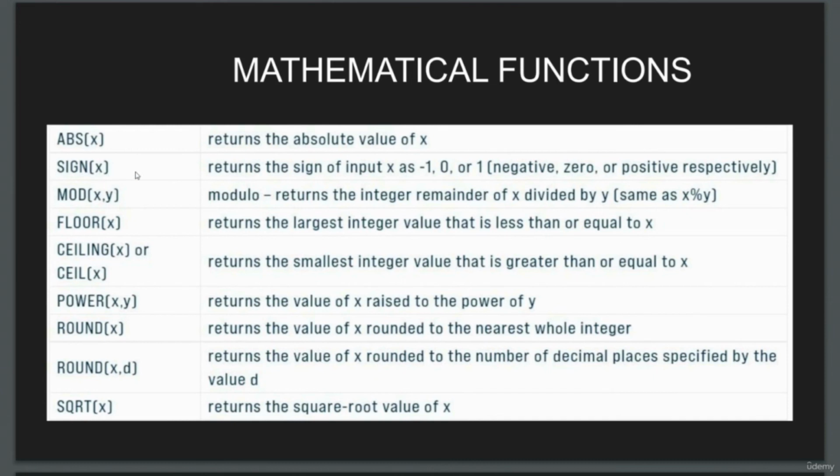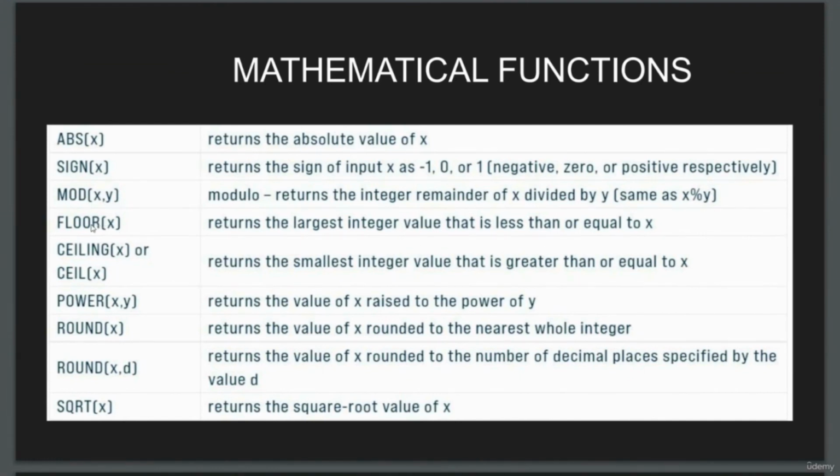Then we have SIGN of X. It returns the sign of input X as -1, 0 or 1. So it generally converts the input into one of these three values, like -1, 0 or 1. Then we have MOD x and y. This function generally returns the modulo, the integer remainder of x divided by y, or we can say x modulo y.